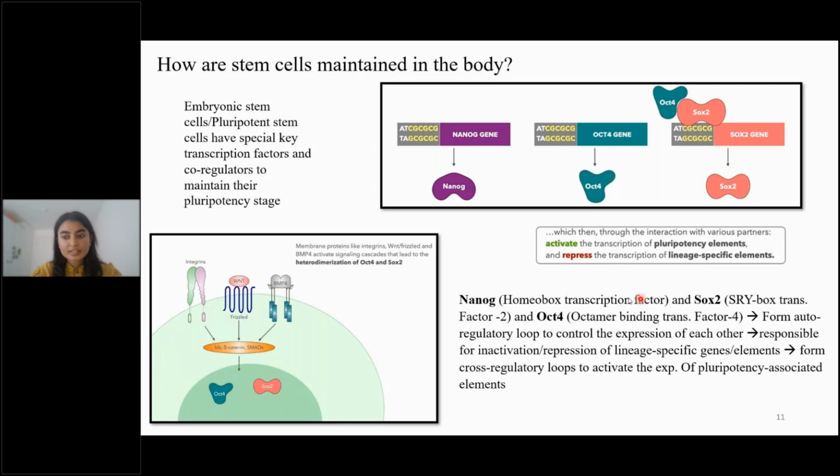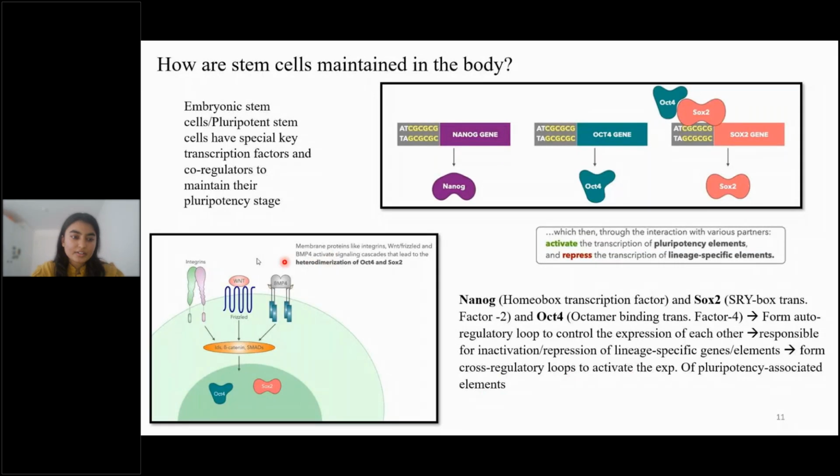What they do is form an autoregulatory loop to control the expression of each other. They are responsible for inactivation or repression of the lineage-specific genes or elements, and they form cross-regulatory loops as well to activate the expression of the pluripotency-associated elements. Now, what does this mean?